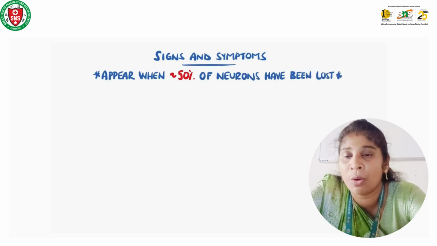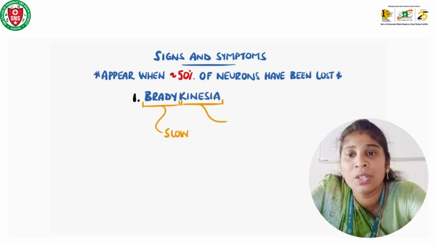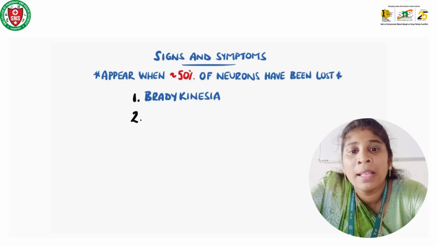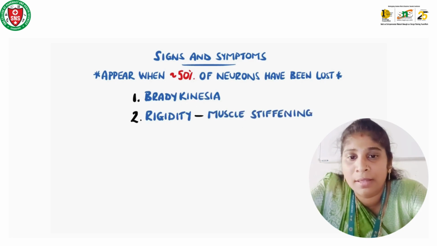Here is the inhibition process. Again, in the direct pathway, less activity leads to less movement, and more activity leads to less movement in the indirect pathway. So this is the pathophysiology of Parkinson's disease.